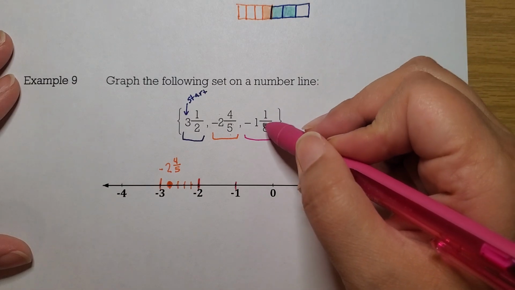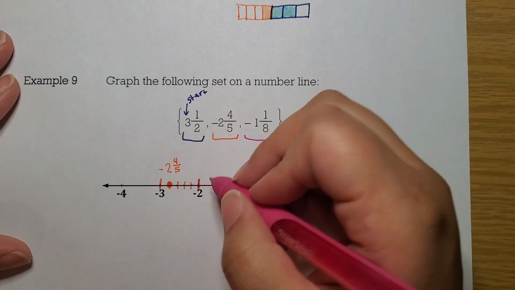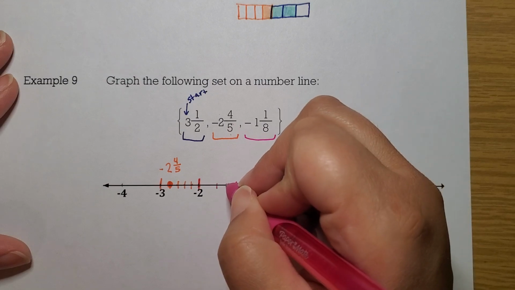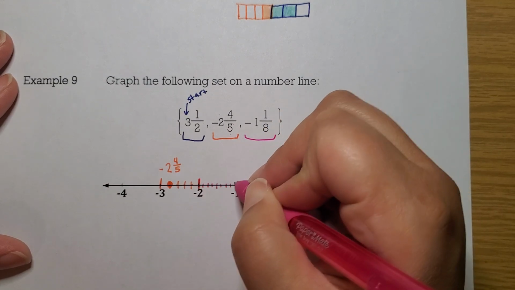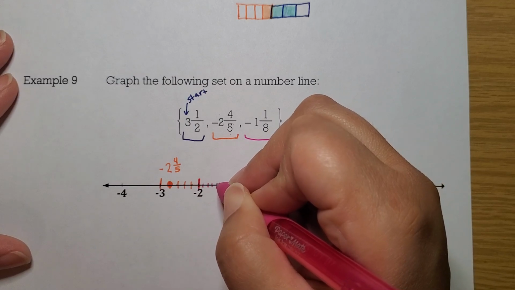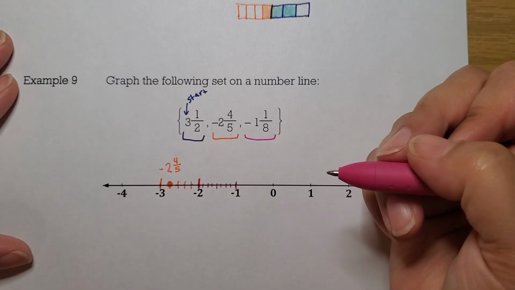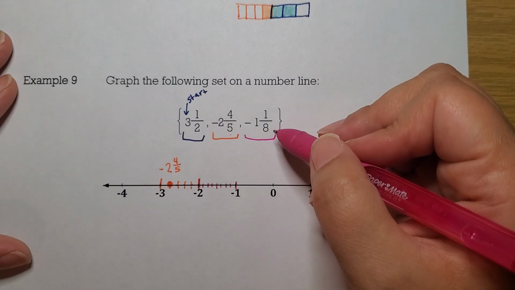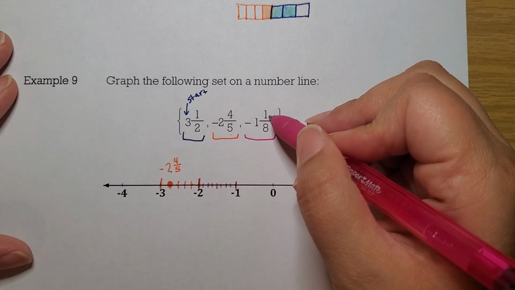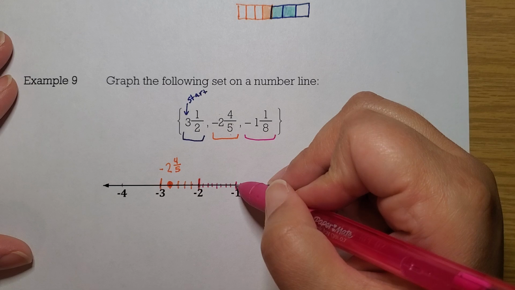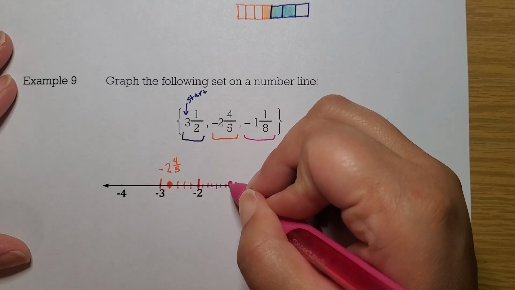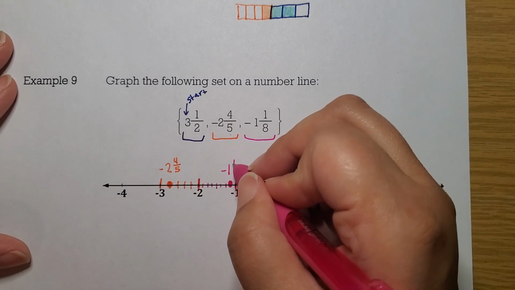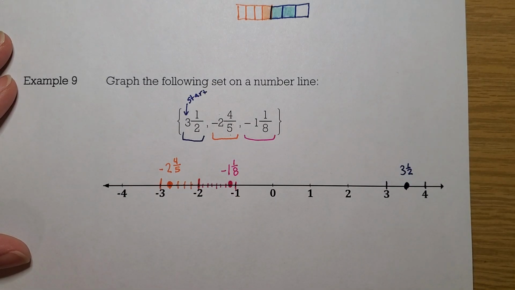I've got to split this up into 8 equal-sized pieces. So let's make sure we did that. 1, 2, 3, 4, 5, 6, 7, 8 equal-sized pieces. And starting at -1, we want the very first one of those lines. So I move one line and plot the point. -1 and 1/8. All right, cool.